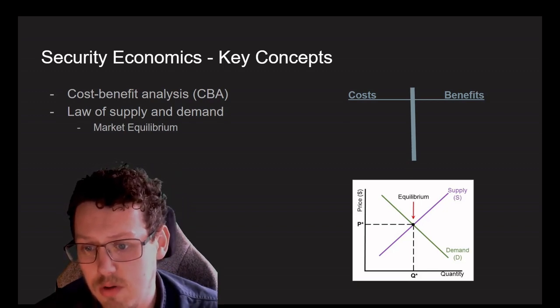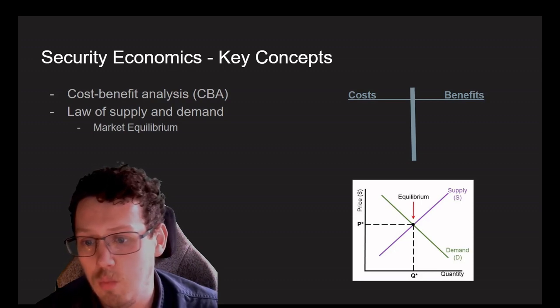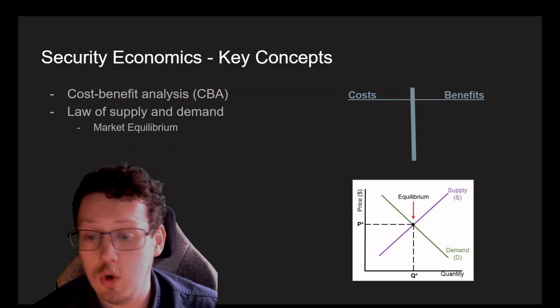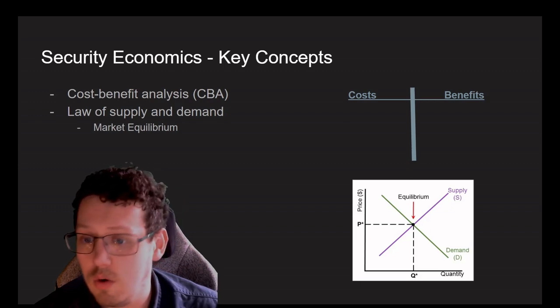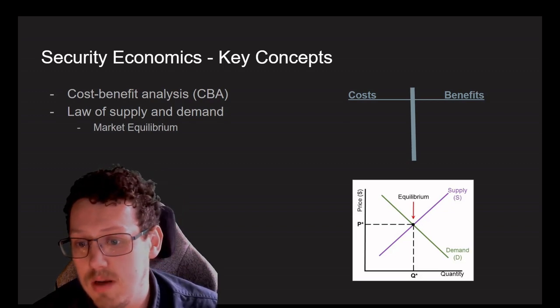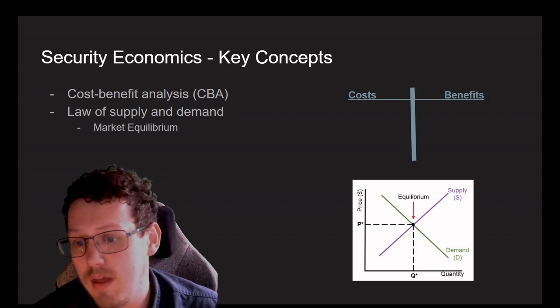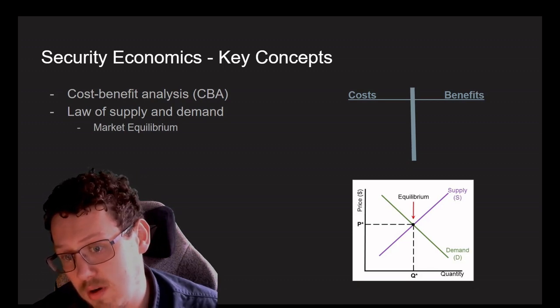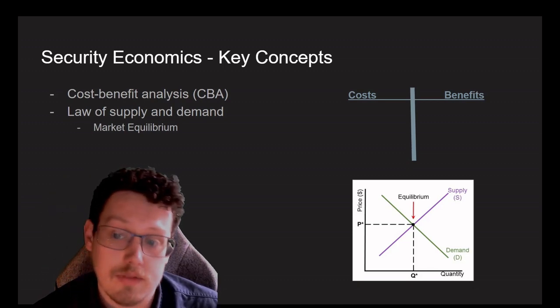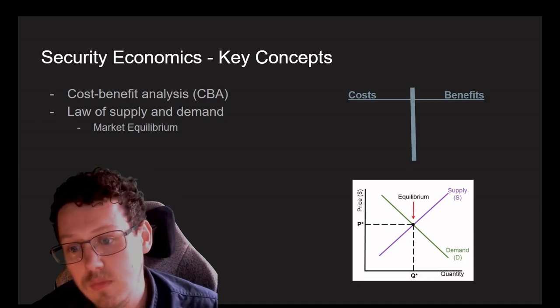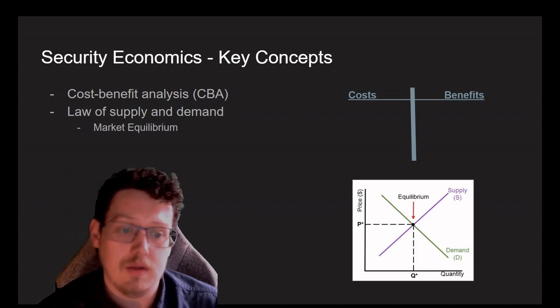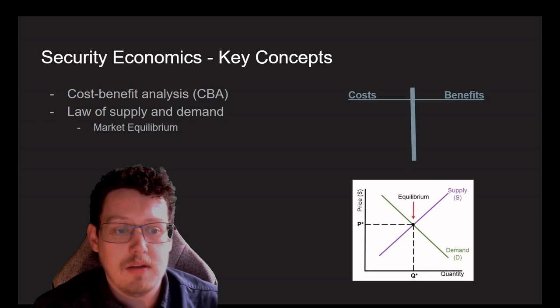Essentially on the x-axis across the bottom you've got quantity. So what is the quantity of a product or a good or service that is being demanded or supplied, right? And price is on the left-hand side, the y-axis. Where the demand for a product and the supply meet, at that price and quantity, that's considered the market equilibrium, right?